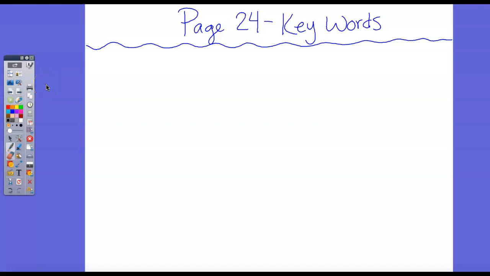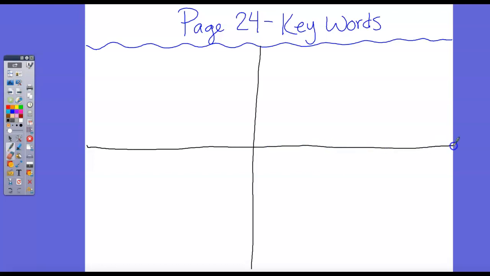So we're going to divide our page 24 into 4 sections. You can divide it vertically, and then you can divide it horizontally. You can use the entire page. That's okay.